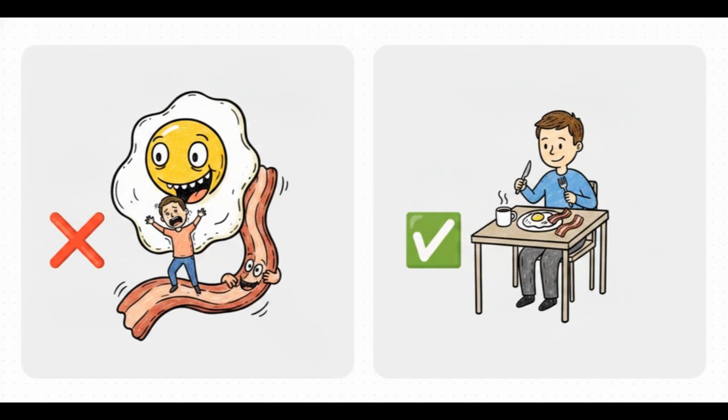But obviously, the correct version is "John eats breakfast." The subject, John, has to do the action. The object, breakfast, has to receive it. Breakfast cannot eat John, and a book definitely cannot read Emma. We have to maintain that subject, then verb, then object flow for the sentence to make any logical sense.